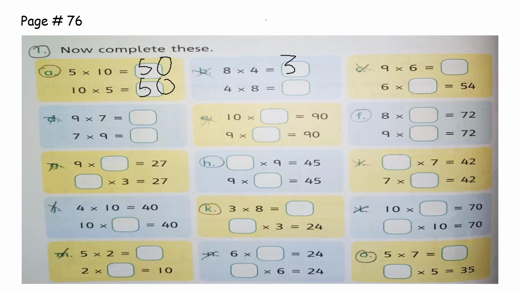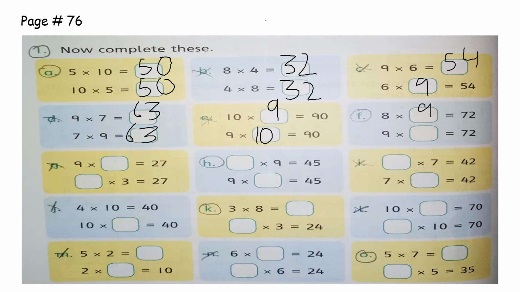Okay, 8 4s are 32, 4 8s are 32. 9 6s are 54 and 6 9s are 54. 9 7s are 63 or 7 9s are 63. Okay, how many 10s make 90? 10 nines are 90. And how many 9s make 90? 9 10s are 90. And how many 8s make 72? 9. 8 9s are 72. And how many 9s make 72? 8. So 9 8s are 72. So you just need to read the tables here, understand them, learn the tables, and then do this question in your book.